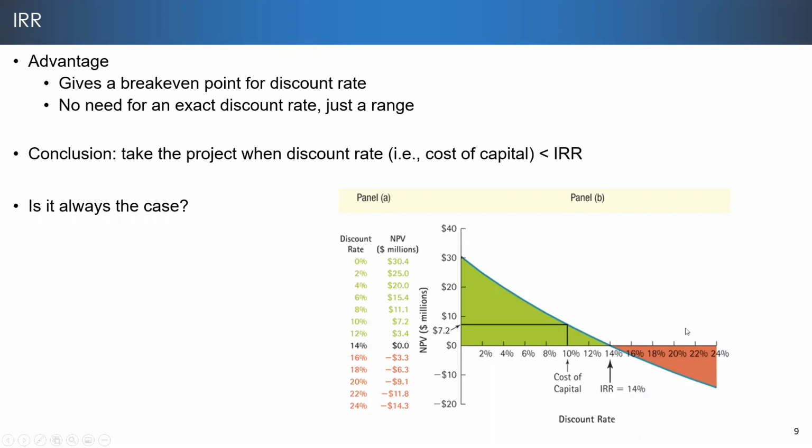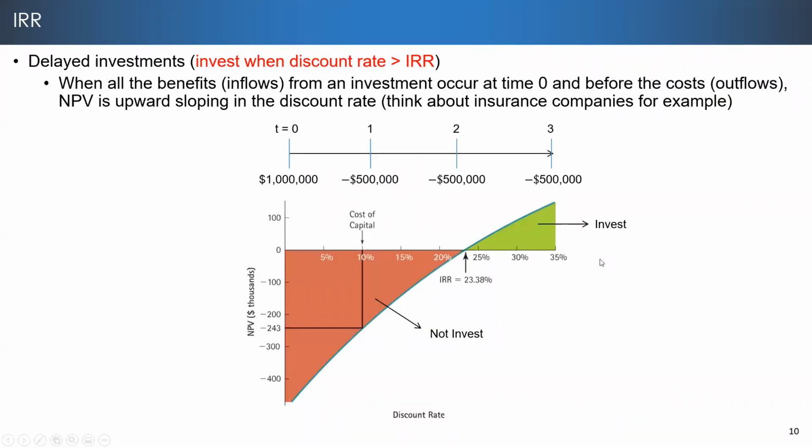Okay, so the question is this: is this always true? Let's take another example. Let's say we change the cash flow pattern a little bit. We're looking at another project, which actually gives us a positive inflow right in the beginning, and a negative outflow in the future.